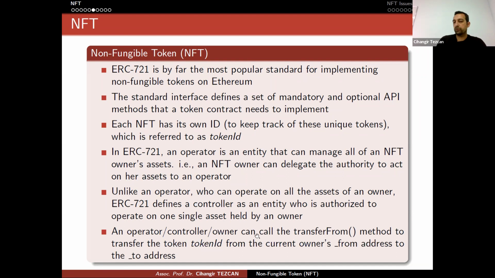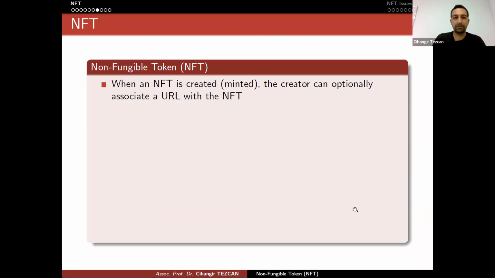An operator, controller, or owner can call the transferFrom method to transfer the token ID from the current owner's from address to the to address. So this is how the standard actually works, okay? Those people who have the authority can transfer the token, and this happens when it is bought from the marketplace, okay? So when an NFT is created in this concept, it is called minted.